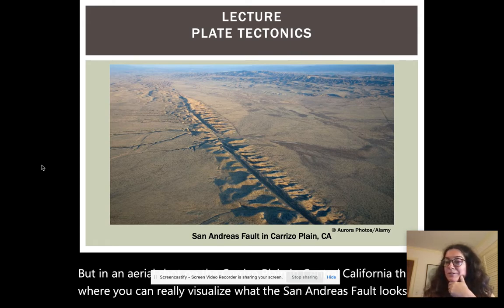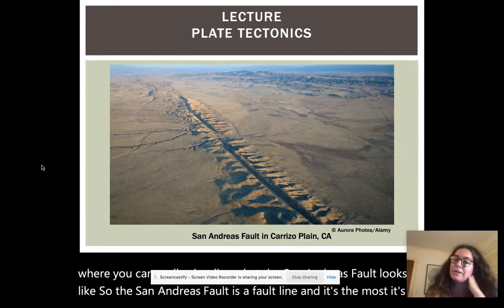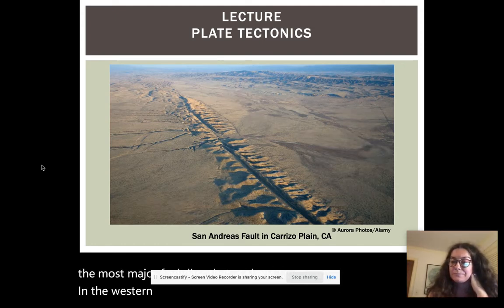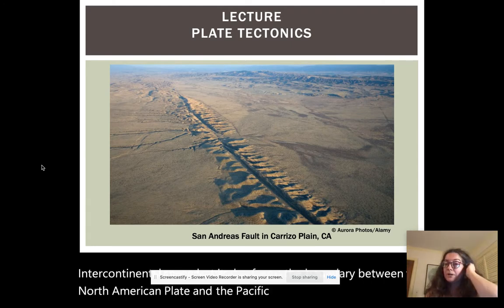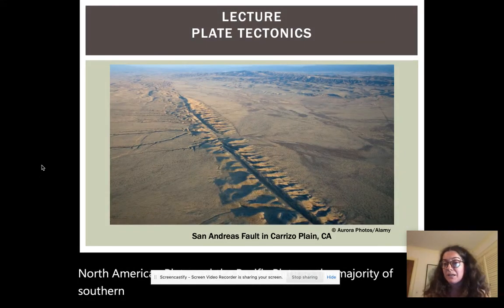So the San Andreas Fault is a fault line, and it's the most major fault line that we have in the Western United States in a continental space, but it also forms the boundary between the North American plate and the Pacific plate. So the majority of Southern Californians actually live on a separate plate from the rest of Americans if they're not Hawaiian.